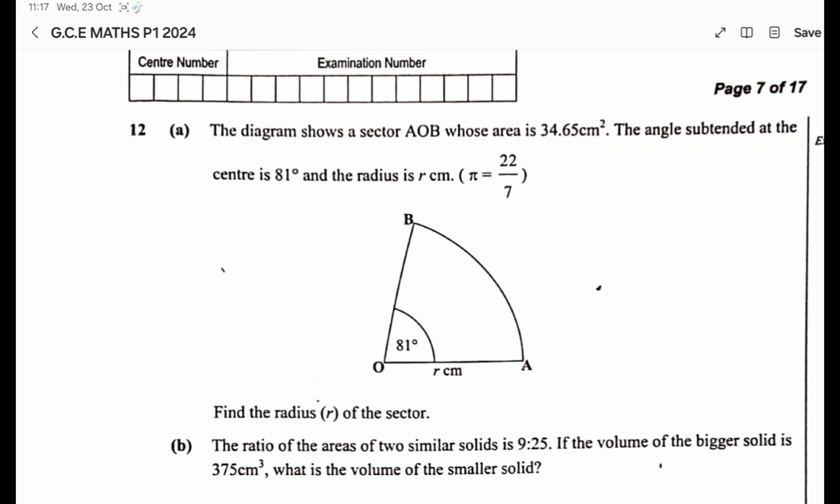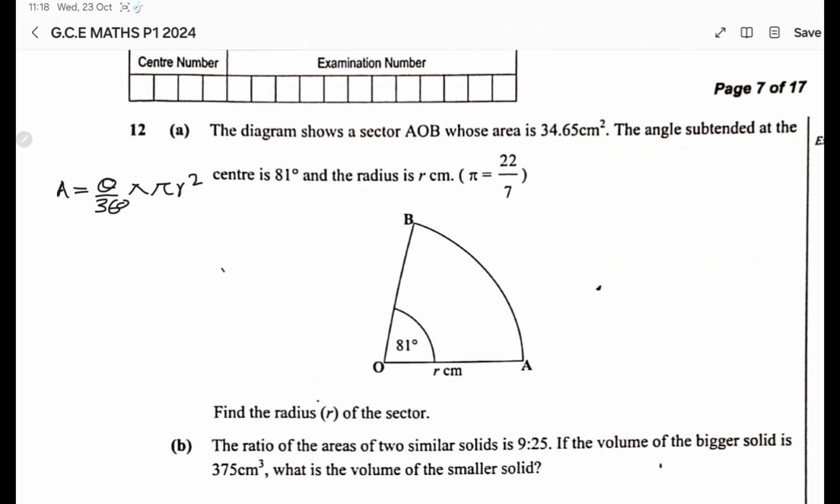So this is not a very simple question, so a lot of people found this one to be very difficult. I'll go about this question in a very simple way, so you just need to follow along. The first thing that we must do is use the formula for area of a sector. So area equals theta over 360 multiplied by pi r squared. So this is the formula for area of a sector.